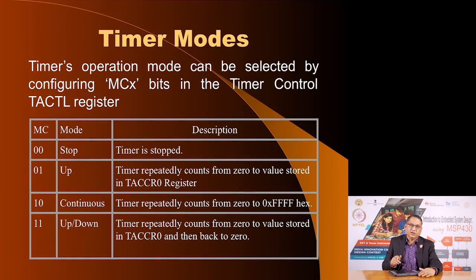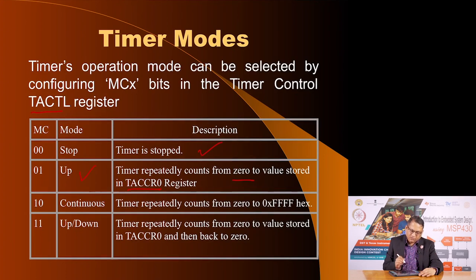Before that, as I mentioned, the timer itself can be operated in 4 modes, and this is programmed in the timer control register. You can stop the timer, you can make it function in the up mode. In the up mode, the timer counts from 0 to a value stored in TACCR0. So, TACCR0 is a very special register. Therefore, that cannot be used in PWM signal generation. TACCR1 and TACCR2, in some cases TACCR2 can also be used. TACCR0 is used to store the value with which the timer value will be compared.